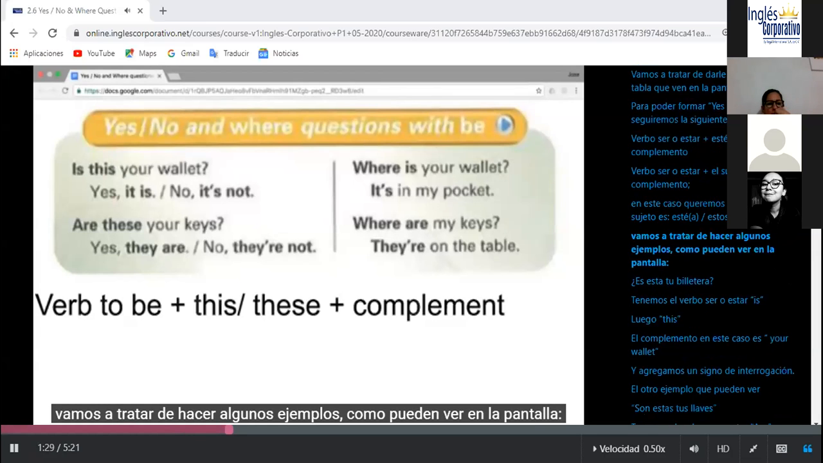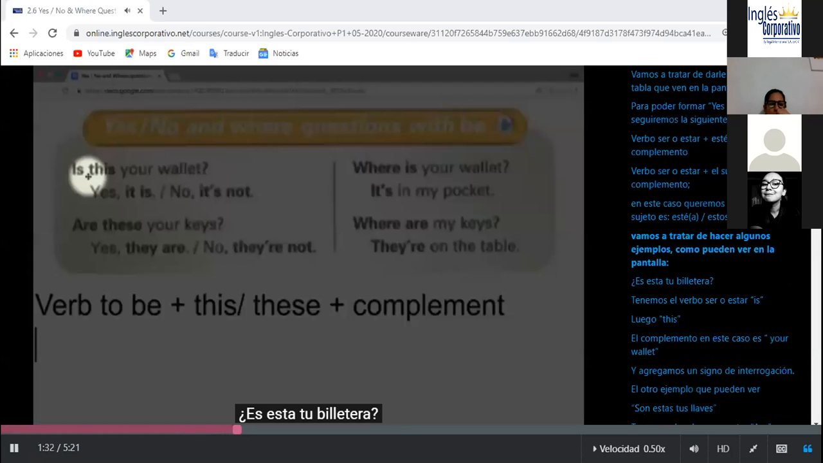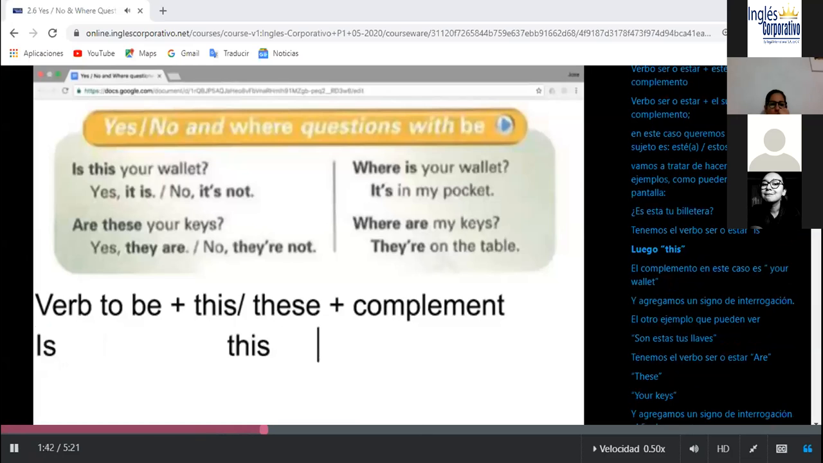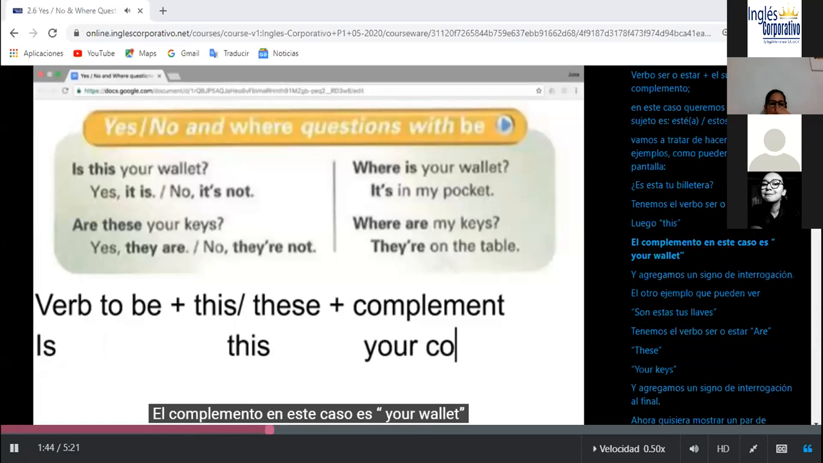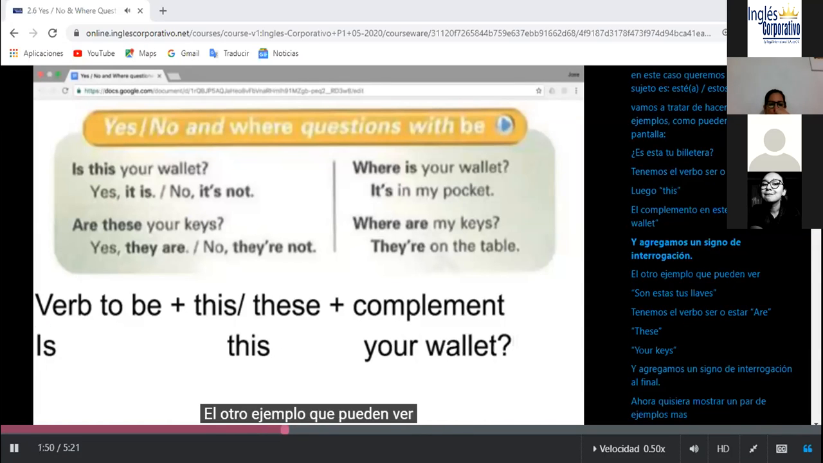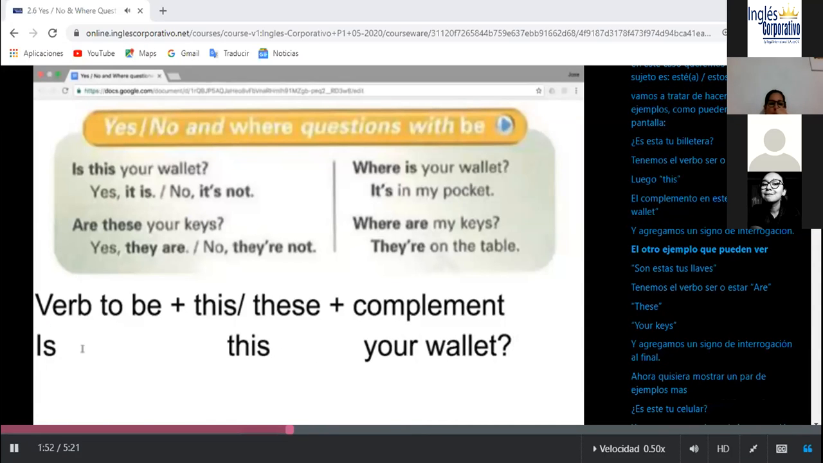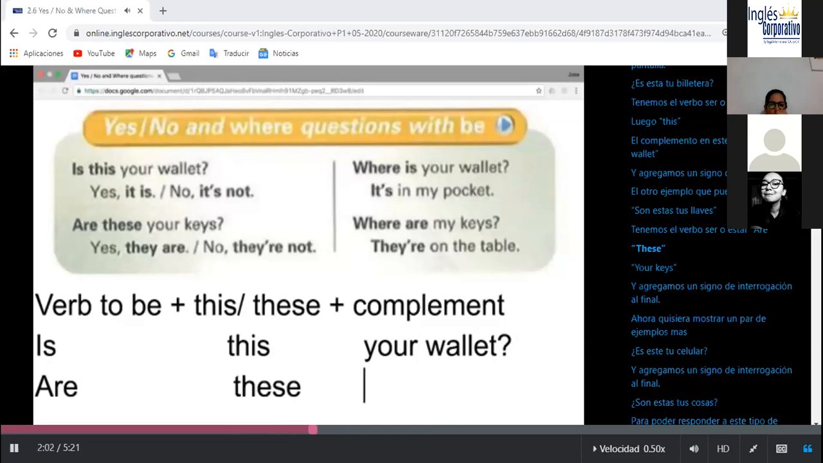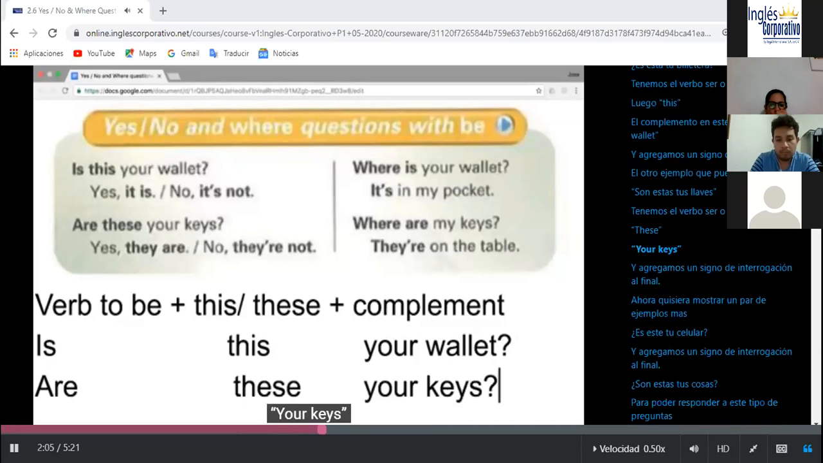As you can see on the screen, the example is: Is this your wallet? We have the verb to be, in this case is, and then we're going to use this. The complement in this case is your wallet. And then of course we put a question mark there. The other example that you see on the screen: Are these your keys? Now, we have a verb to be, these, your keys, and of course we put a question mark at the end.